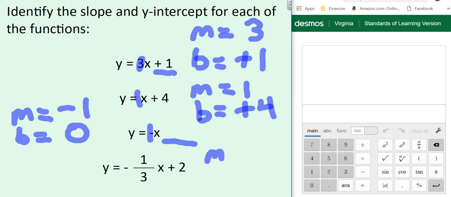So now I'm going to go down to the last one, and my slope is what's in front of the x, negative 1/3, and my y-intercept is 2. Alrighty, so let me go ahead and go to the next one.